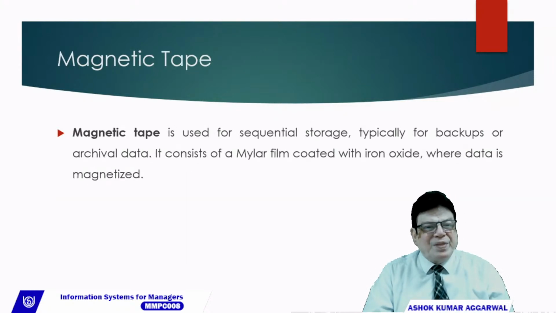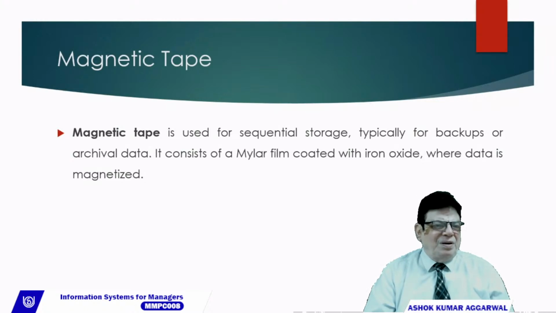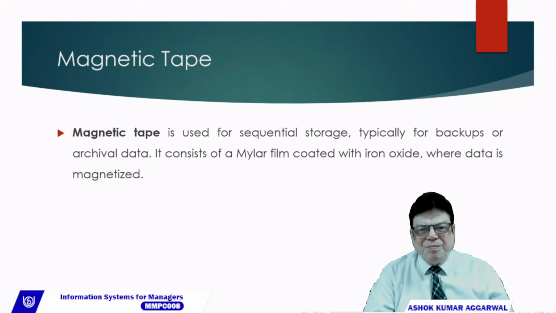Magnetic tape. Magnetic tape is used for sequential storage, typically for backups or archival data. It consists of a mylar film coated with iron oxide where data is magnetized.